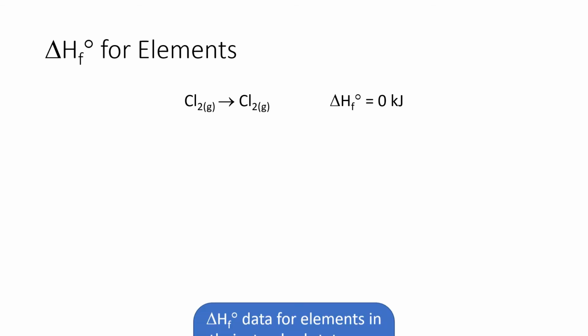A special case occurs when we consider the enthalpies of formation for elements. If we're to write the formation reaction for the element chlorine, that reaction would look like this. Cl2 gas yields Cl2 gas. Since the products and the reactants are exactly the same, the change in enthalpy for this reaction is 0. That's simply due to the definition of formation reactions. And this will be true for all elements.